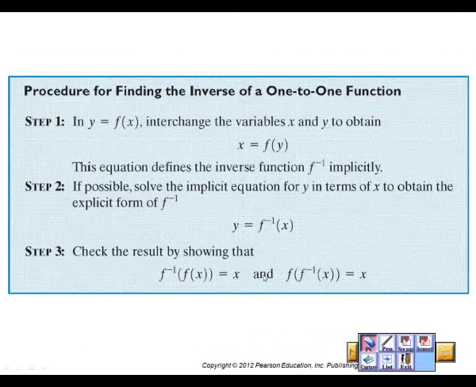And so basically this is just a review. You take your y, substitute y in for f of x, switch your x's and your y's, and then solve it for y. And then to verify that your function and your inverse are correct, you would use f of inverse of f of x, and you should just get x. And the same thing for the inverse of f, you should get x again.